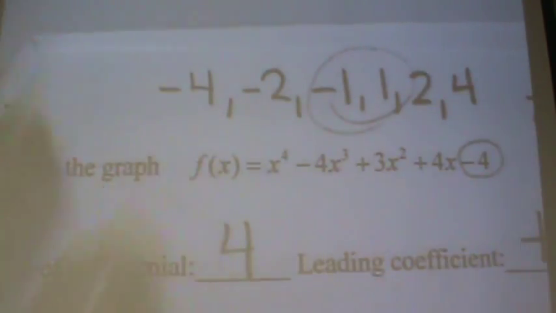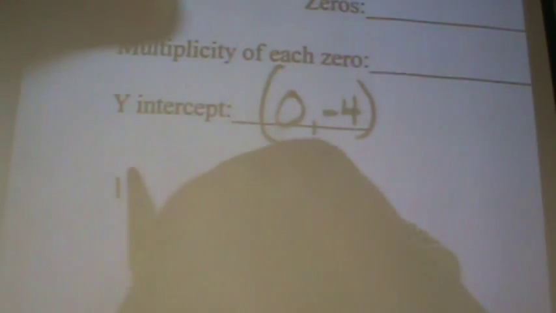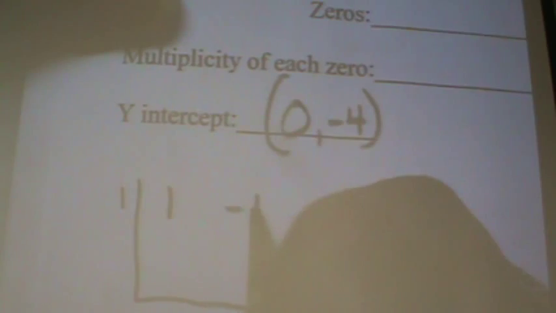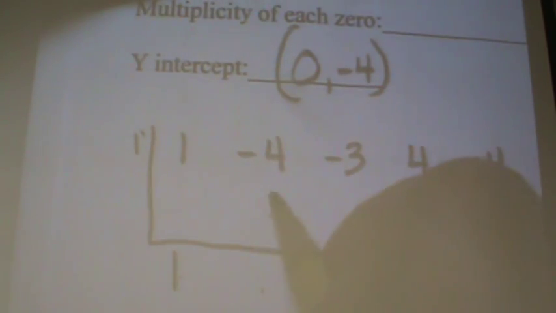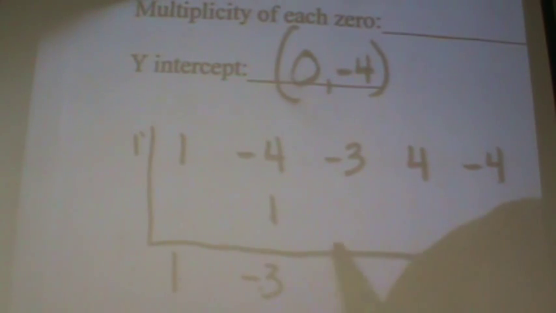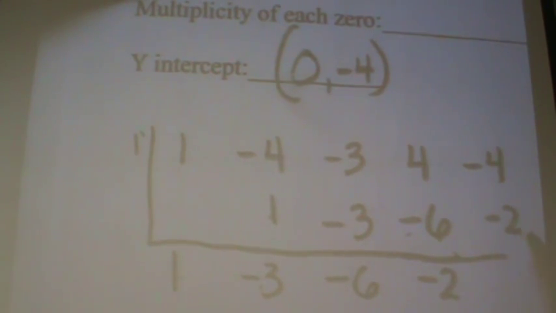Always start in the middle. So we're going to start with 1. Let's see if 1 works. If we put a 1 and save some room, 1, negative 4, negative 3, 4, and negative 4. So if we bring 1 down, 1 times 1 is 1. Add, multiply, add, multiply, add, and multiply. Didn't work. So let's try negative 1.